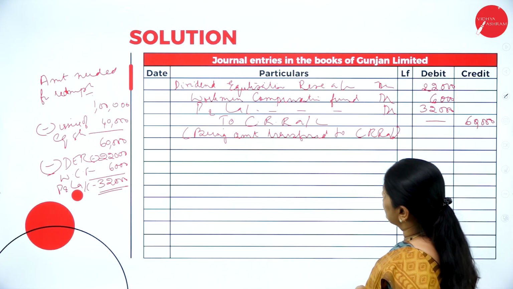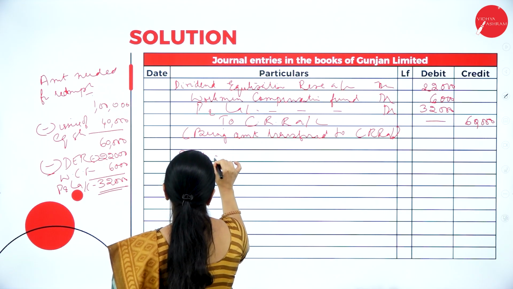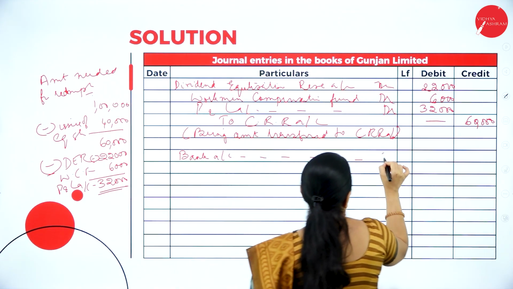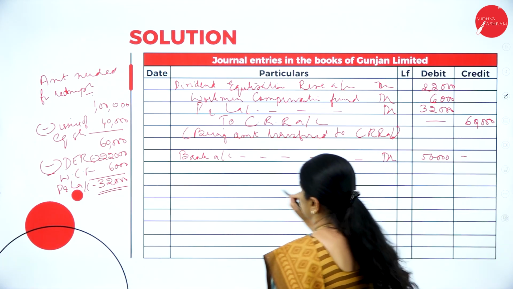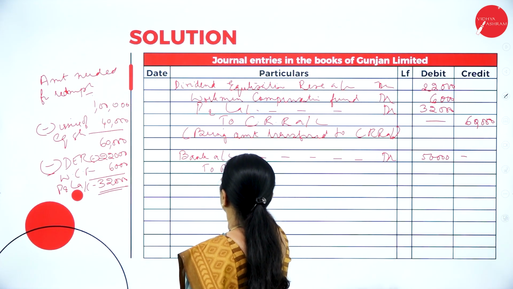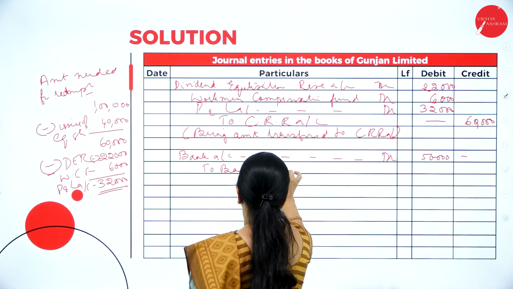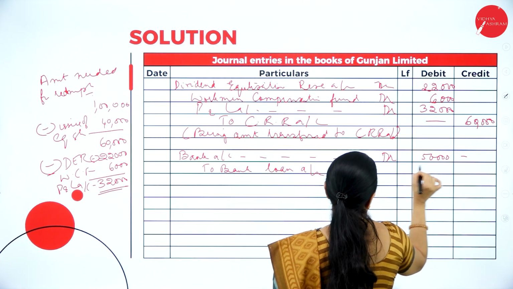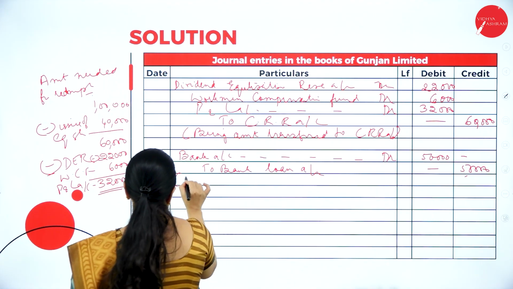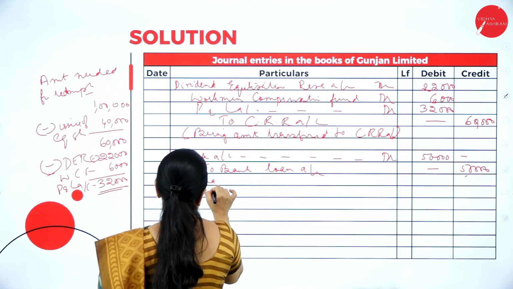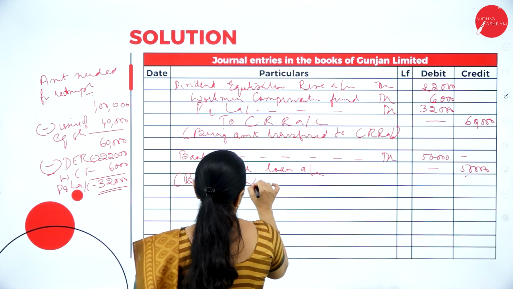So next I write bank account debtor, 50,000, to bank loan account, 50,000, being bank loan raised.